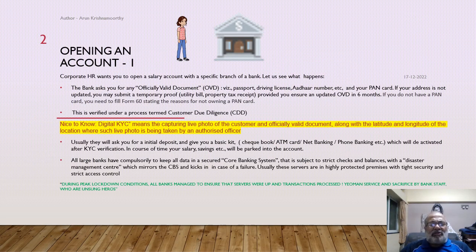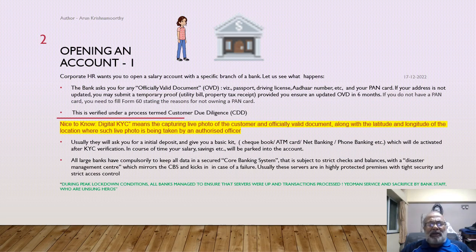Now let us say that your corporate HR wants you to open a salary account. You have joined a particular corporation as a fresher, and they give you a nice letter asking you to open an account with a specific branch of the bank so that they're able to credit your salary to the account every month. When you go to the bank, it asks you to fill up a simple form and then asks you for what is known as the officially valid document, OVD. These are defined as the passport, driving license, Aadhaar number, your election card, and the bank will also ask you for your PAN card.